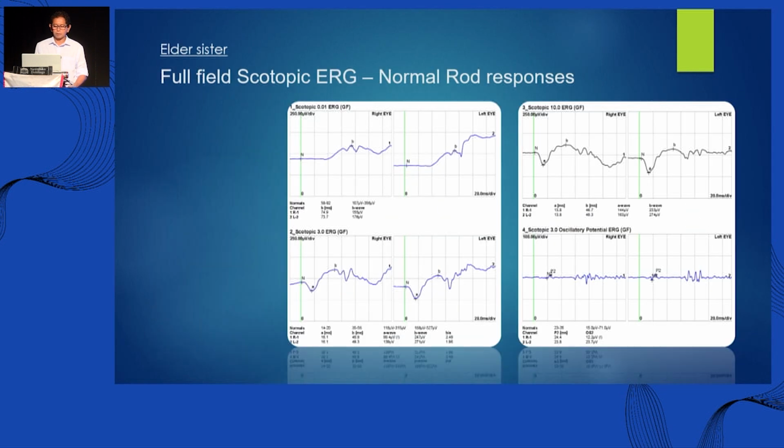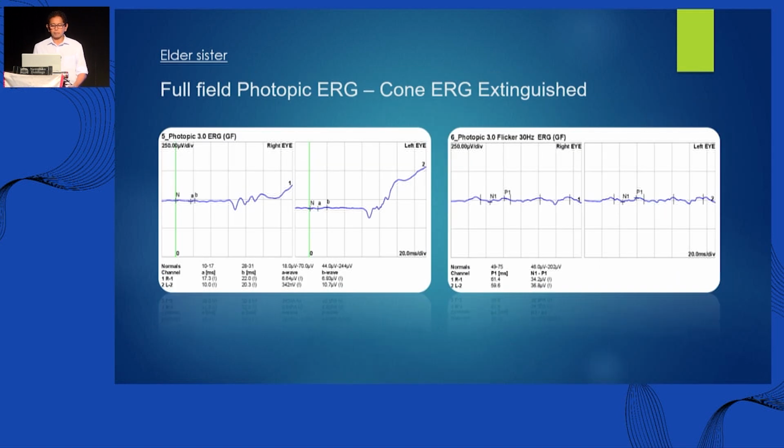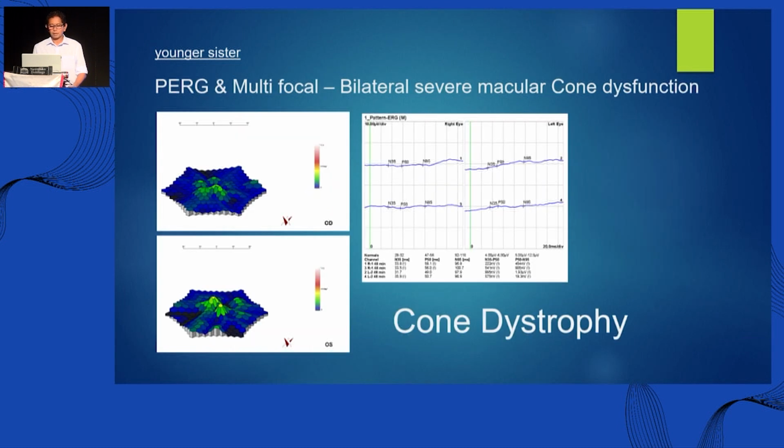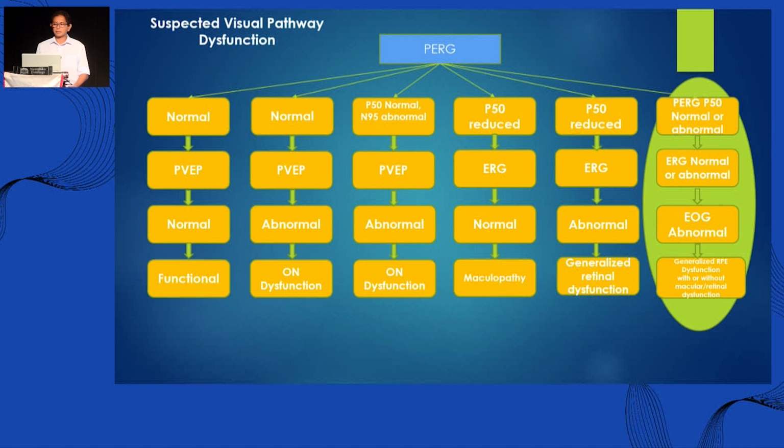The multifocal ERG was abnormal. You can see that the full field scotopic ERG, which looks at the rod responses, is mostly normal, and the photopic responses, which look at the cones, are totally abnormal. So this is consistent with our primary tentative diagnosis of cone dystrophy. The last scenario would be whether the PERG could be abnormal or normal, and the ERG is normal or abnormal, but the EOG is abnormal. So this is done when we have a doubt whether this could be Best disease.